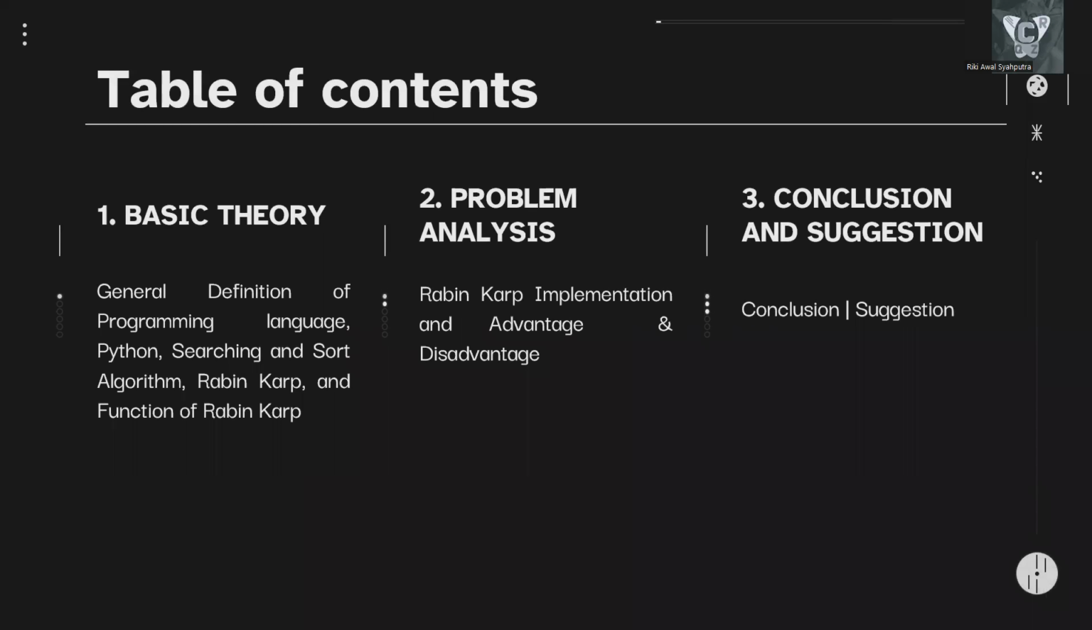In the table of contents, we would like to present 3 chapters from our ISAS. The first is basic theory, the second is problem analysis, and the third is conclusion and suggestion. The first chapter, basic theory, presents the general definition of programming language, Python, searching and sort algorithm, Rabin Karp, and the function of Rabin Karp itself. The second chapter, problem analysis, presents the Rabin Karp implementation and also the advantages and disadvantages. And the third chapter, conclusion and suggestion, presents the conclusion and also the suggestion itself.